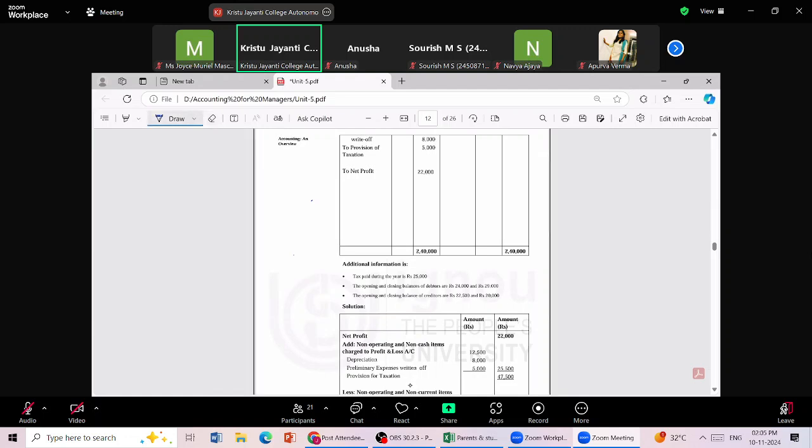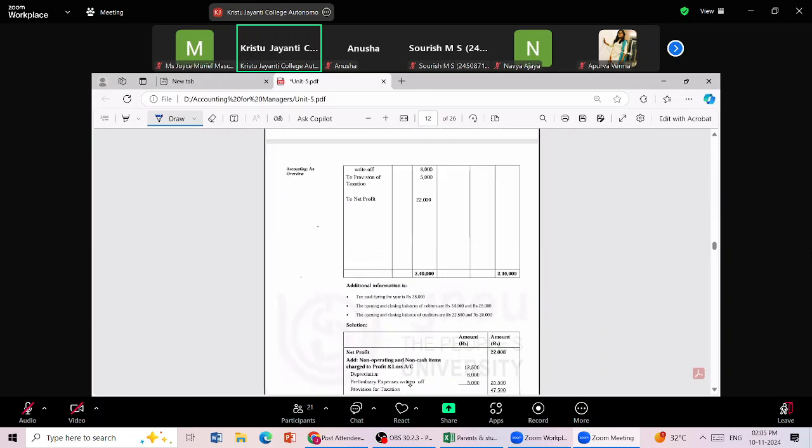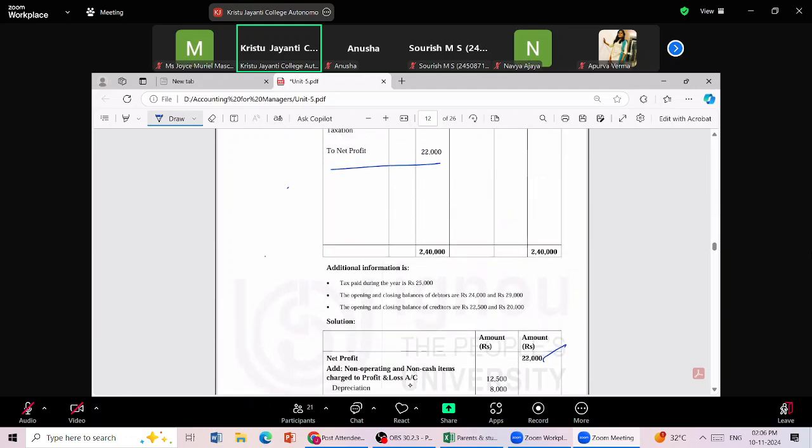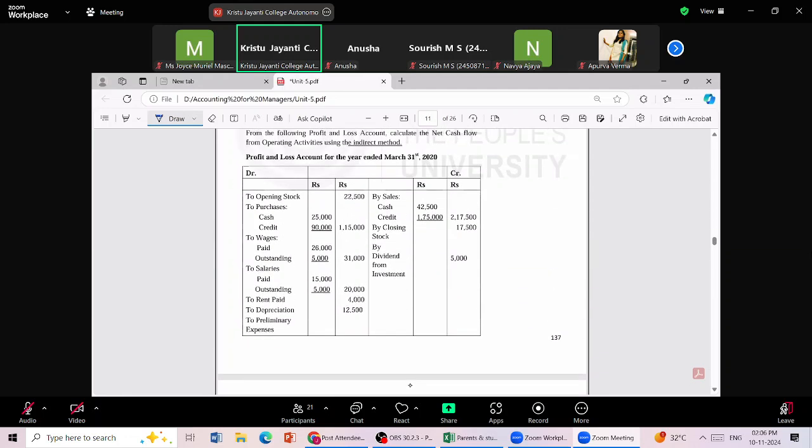Yeah, so here you can see how it goes. First we need net profit because you are finding out the value of cash inflow and outflow. So here what is my net profit? Here it is given 22,000. So net profit 22,000. In this add non-operating items. So what are the non-operating items you need to add? See the question. What are the non-operating items? First, here, purchase is an operating item. Wages is an operating item. Salary is a non-operating item.